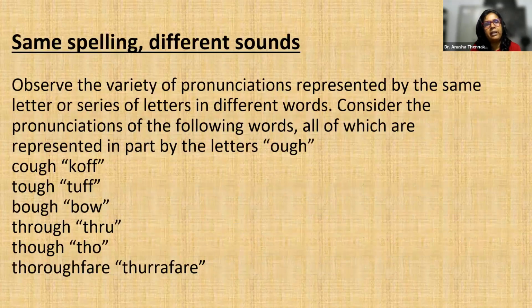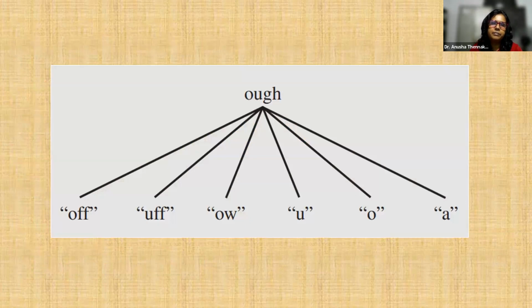And then we paid our attention to certain words that are the same in spelling, but we pronounce them in different ways. For example, cough, tough, bough, through, though. All these words contain O-U-G-H, but this O-U-G-H is pronounced in different ways.